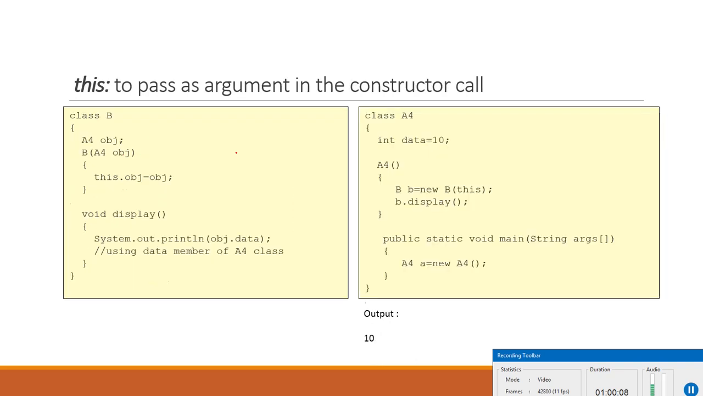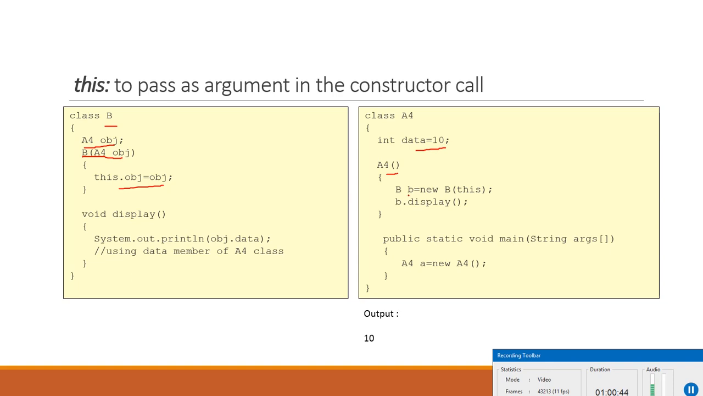It is also used to pass as an argument in the constructor call. For example, if you see over here, I have a class B and I have made an object of the class in the constructor. I have passed this as an object to the class, so I have initialized this object. Now it is printing object.data, so it is using the data member of the A4 class. Now for example, I have a class A4. I have an integer variable initialized to the value 10. This is the default constructor.